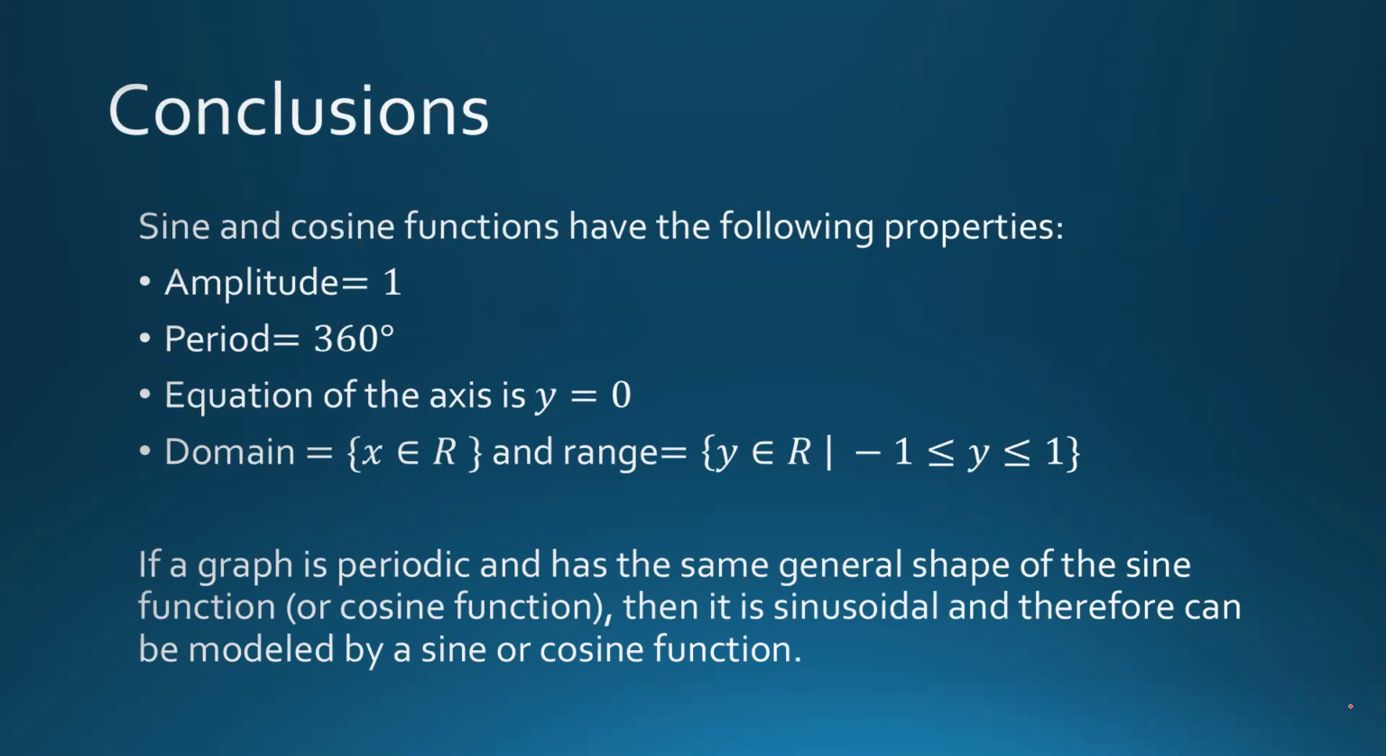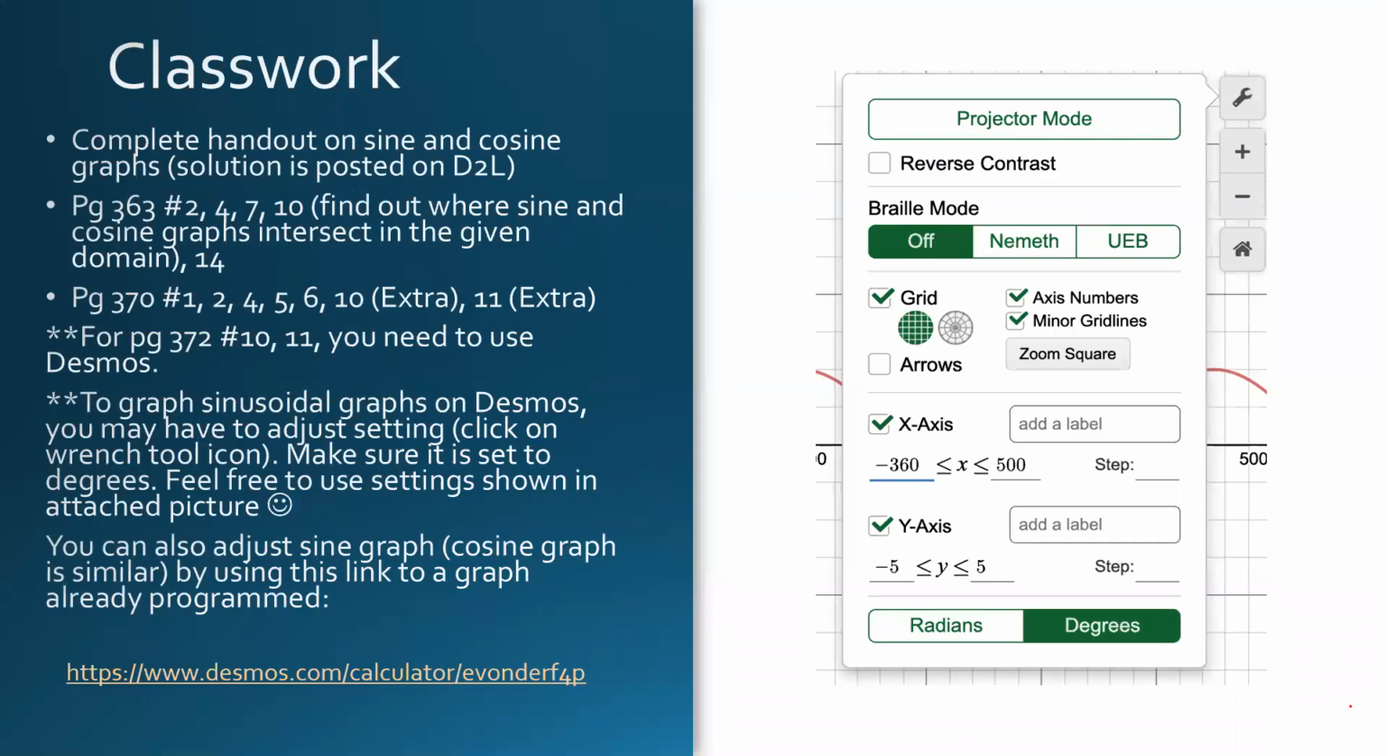So big conclusions here. Sine and cosine functions, as I mentioned already, have a couple key properties that they have in common. The amplitude is 1, period is 360 degrees, equation of the axis of the curve is y is equal to 0. That's the midline there. And then the domain is x. And if a graph is periodic and it generally speaking has the same general shape of a sine function or a cosine function, because a cosine function is a translation of it, then it is sinusoidal and therefore can be modeled by either sine or cosine. You can technically use both, but sometimes it's easier to use one versus the other. And we're going to get more into that in next week's lessons.